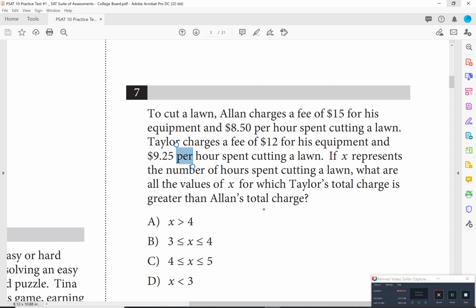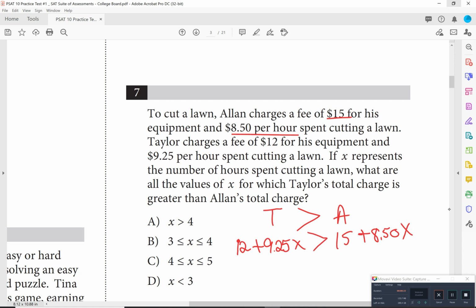So if we look at, again, the fact that we're looking at Taylor's charge is greater than Allen's charge, well, Allen's $15 plus 850x, so this is 15 plus 8.50, let's call it x. Here's Taylor. Taylor is basically $12 plus 9.25x, and this inequality goes here. Now, I want to just remind you that when we're dealing with inequalities, remember, anytime you divide or multiply by a negative, you switch or you reverse the direction of the inequality.